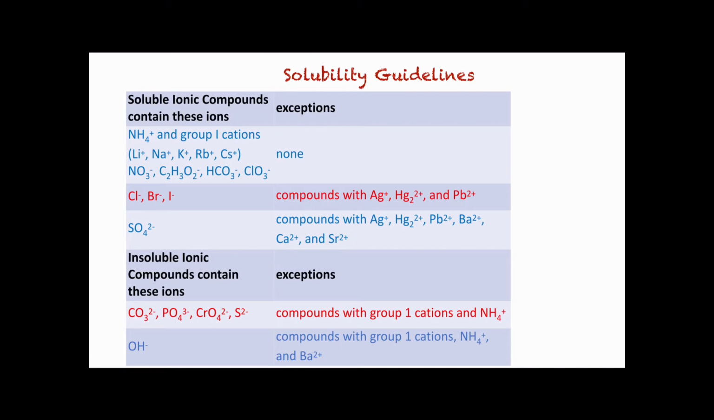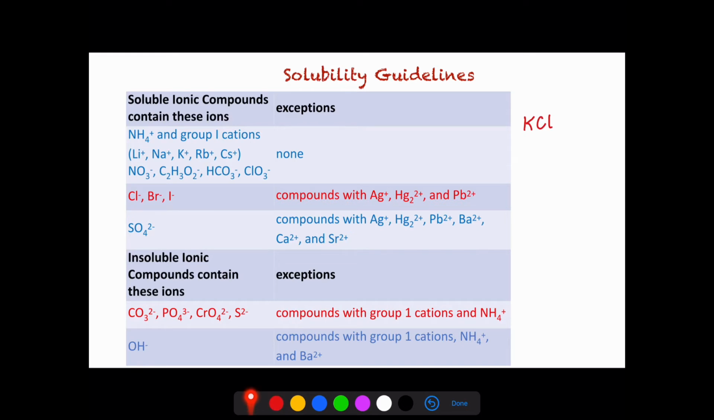Next, we are going to learn how to predict if a compound dissolves in water or not. Here's a solubility chart, or solubility guidelines. These tell you which ions are soluble and which ions are insoluble. And there are some exceptions to these rules. Let's do some examples. Let's say you have potassium chloride. Is this soluble or not?